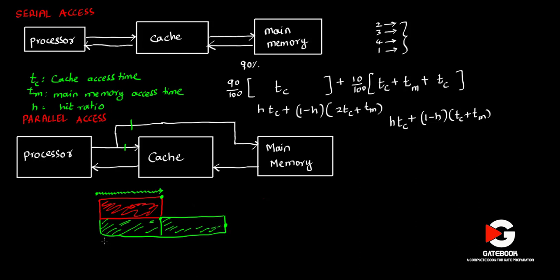So finally, in the worst case, how much time will it take? Exactly the main memory access time. In the best case, that means when there is a hit, how much time will it take? It is exactly equal to the cache access time.